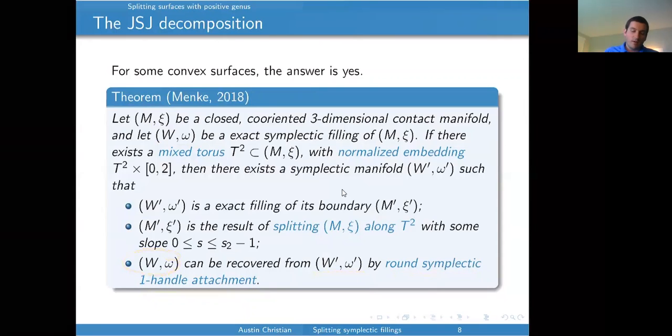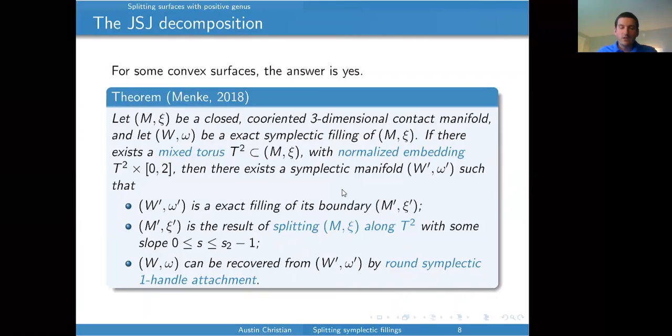The middle statement is easily deduced from Minicozzi's proof. So this is a result of Michael Minicozzi from about 3 years ago. The middle statement points out that, well, before we knew that if we removed a one handle from our filling, this corresponded to undoing a connected sum.